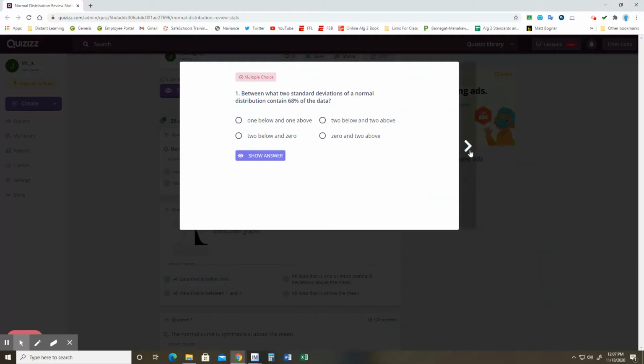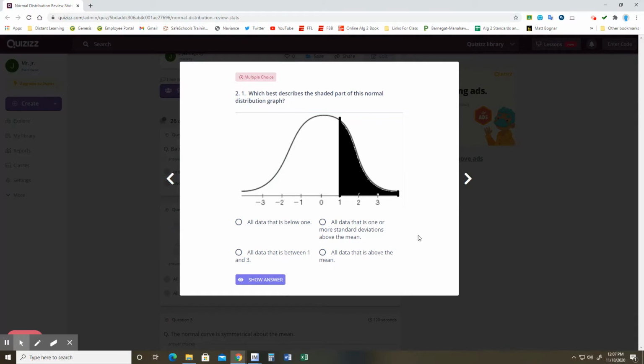Number two, which best describes the shaded part of this normal distribution graph? Now, again, if you notice the mean right in the middle, mu is equal to 0, with +1, +1, +1 standard deviations, -1, -1, -1, this has a mu of 0 and a sigma of 1. So if you did go to your normal CDF, you could type in a mu of 0 and a sigma of 1. But that's not what this question is asking.